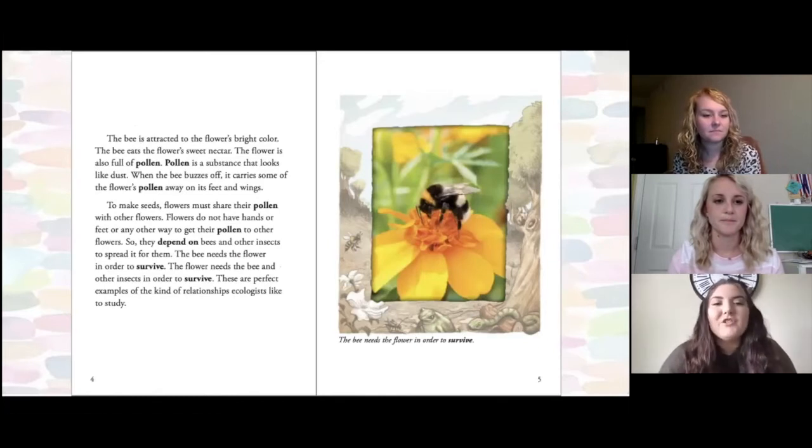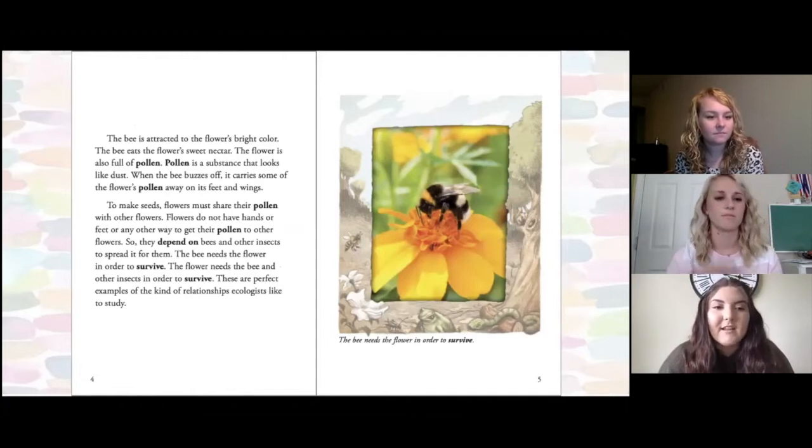The bee is attracted to the flower's bright color. The bee eats the flower's sweet nectar. The flower is also full of pollen. Pollen is a substance that looks like dust. When the bee buzzes off, it carries some of the flower's pollen away on its feet and wings. To make seeds, flowers must share their pollen with other flowers. Flowers do not have hands or feet or any way to get their pollen to other flowers, so they depend on bees and other insects to spread it for them.